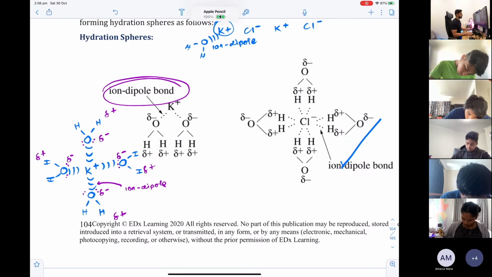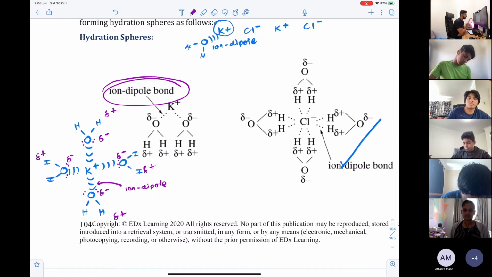So do we have to label the ion dipole bond? Like, you know, when you connected the oxygen with the potassium, do we have to label it? Yes, you do. Every single time. Whenever you are drawing an ion dipole bond or whenever there is a diagram, you should label it always. I think it's the most important part of these diagrams.